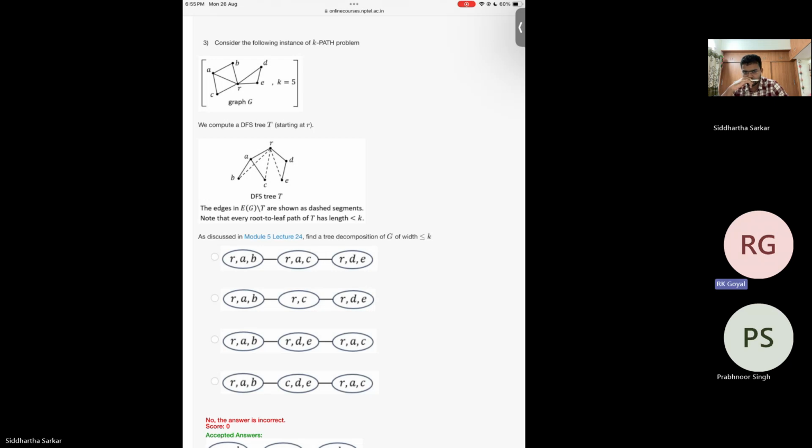Can you repeat the definition of the k-path problem again? What we need to find is a simple path within the graph of length k. That means there are k vertices in the path. Length k means k vertices in the path, not k edges. So as per the convention of the videos, a k-path is a path which has k vertices, k minus 1 edges.